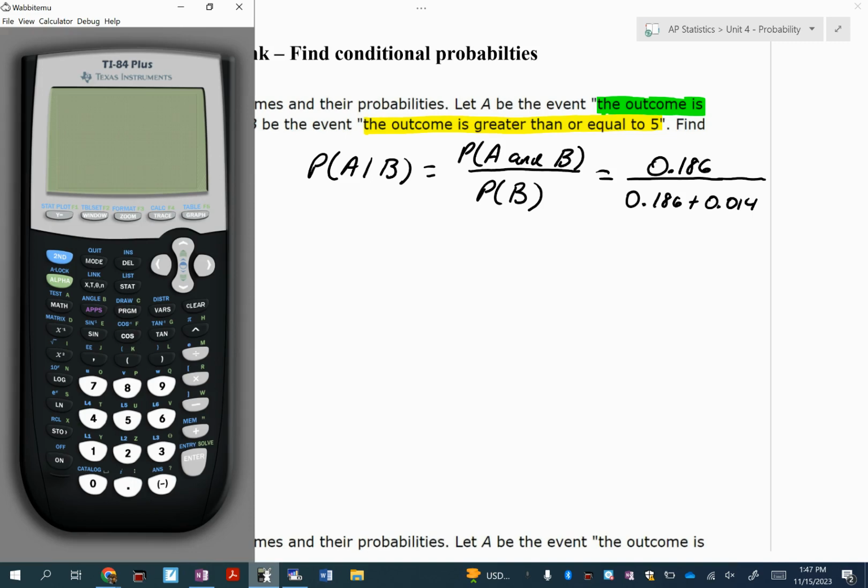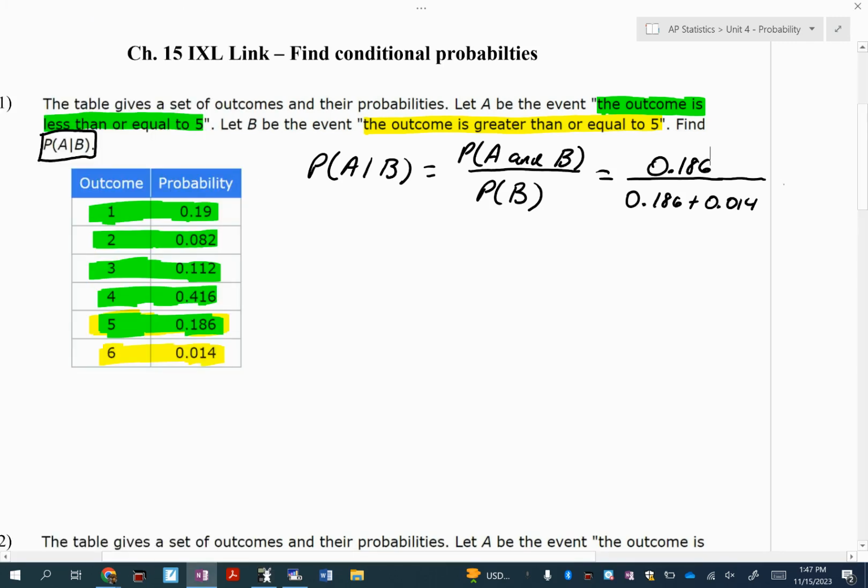So let's use the calculator. It's got 0.186 plus 0.014, which is 0.2. Divide that by 0.2. You get 0.93. Now, this is not one where you have to reduce any fractions. We actually have decimals here. Okay. Questions on the first one?